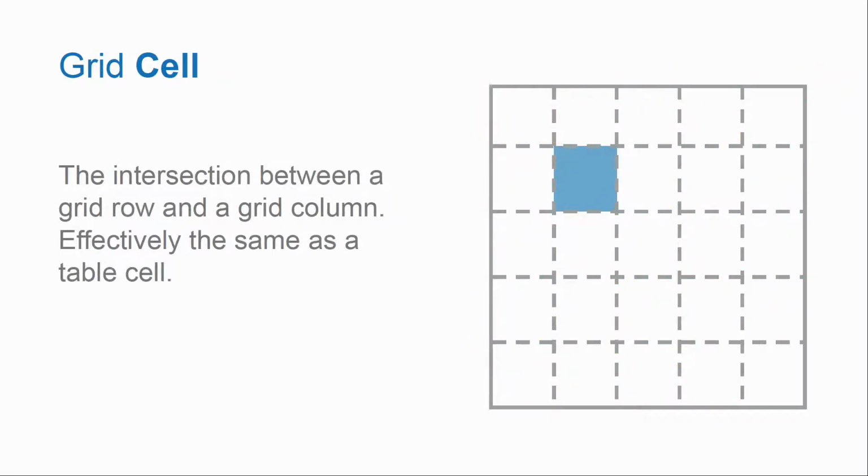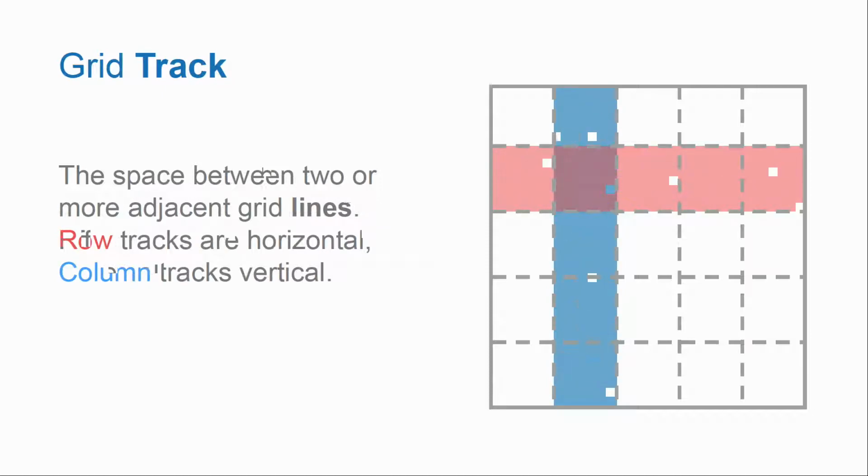And so a grid cell is the intersection between a grid row and a grid column. It's effectively the same as a table cell. You can see the highlighted blue area there. That's one grid cell. A grid track is the space between 2 or more adjacent grid lines. The row tracks are horizontal, and the column tracks are vertical. As you can see here, it's the entire row or the entire column that represents the grid track.